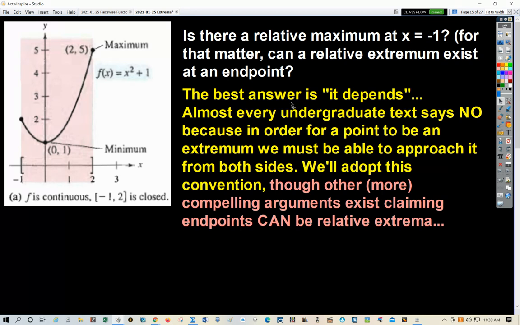And I like to bring this up because this is an example of a topic in math that is really not resolved. You could go to different classrooms and different teachers are going to tell you different things. Different textbooks tell you different things. I tend to think that it's most useful to think that, yes, you can define the endpoints as relative extrema. It makes more sense in many ways that you could do that. Okay, and here's my reasoning for that.